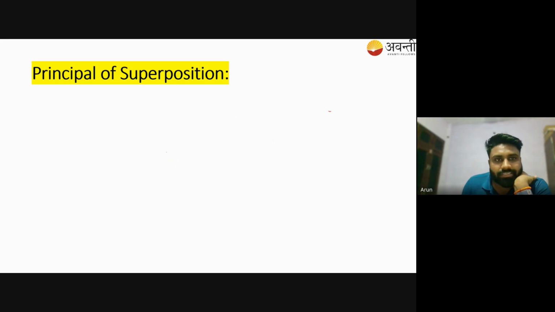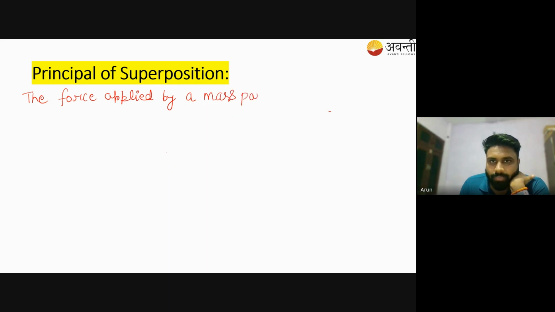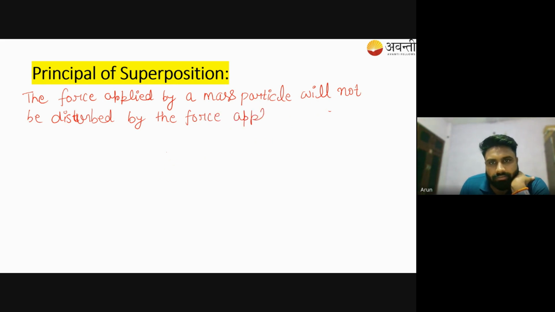The principle of superposition says that the force applied by a mass particle will not be disturbed by the force applied by another particle, another particles.